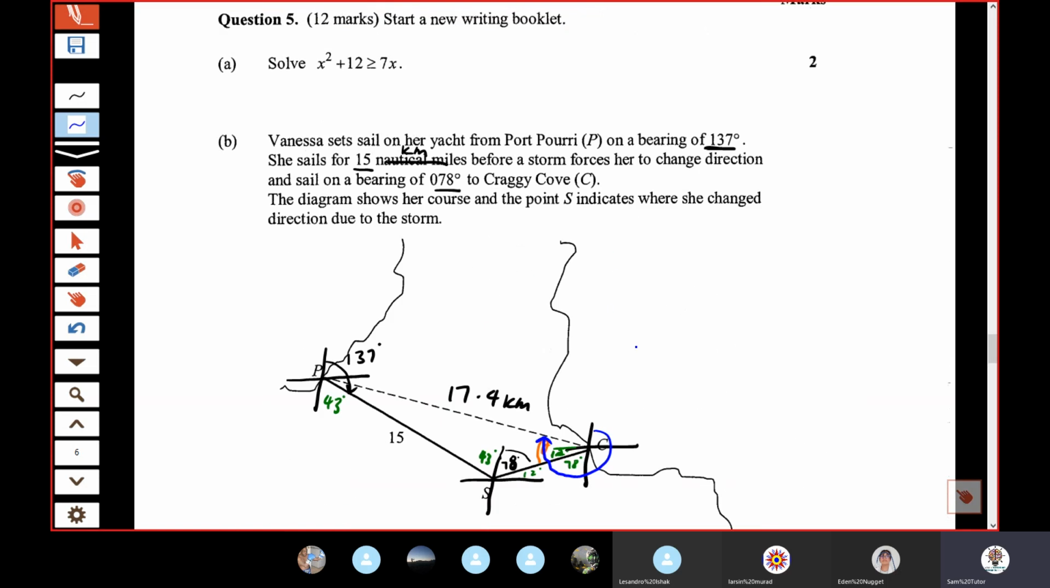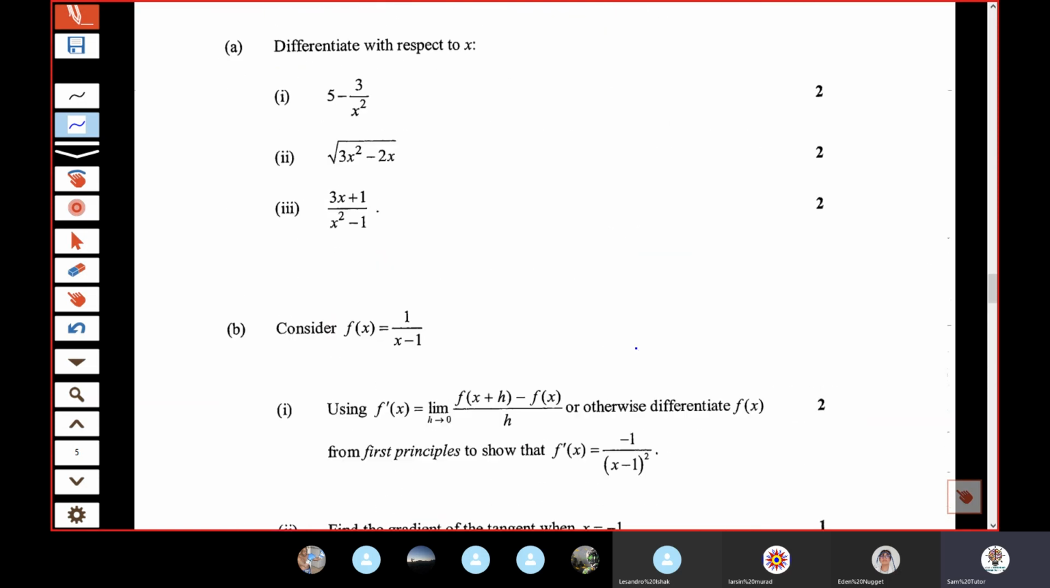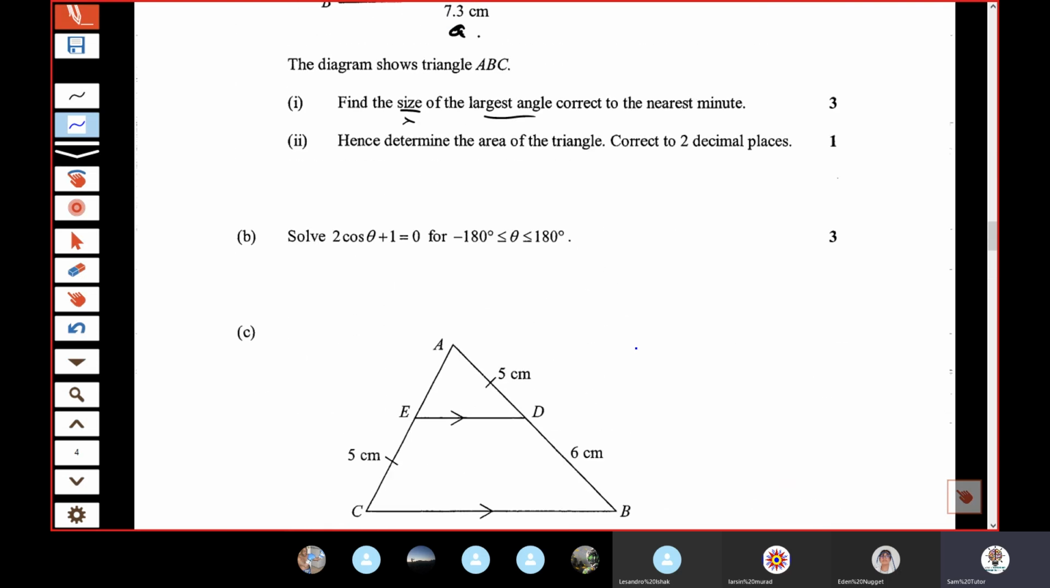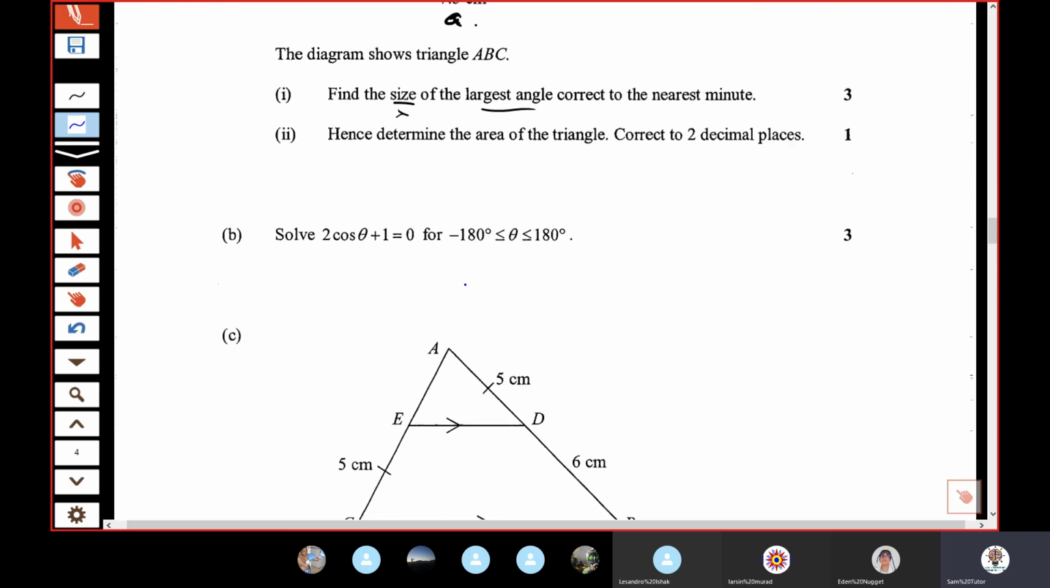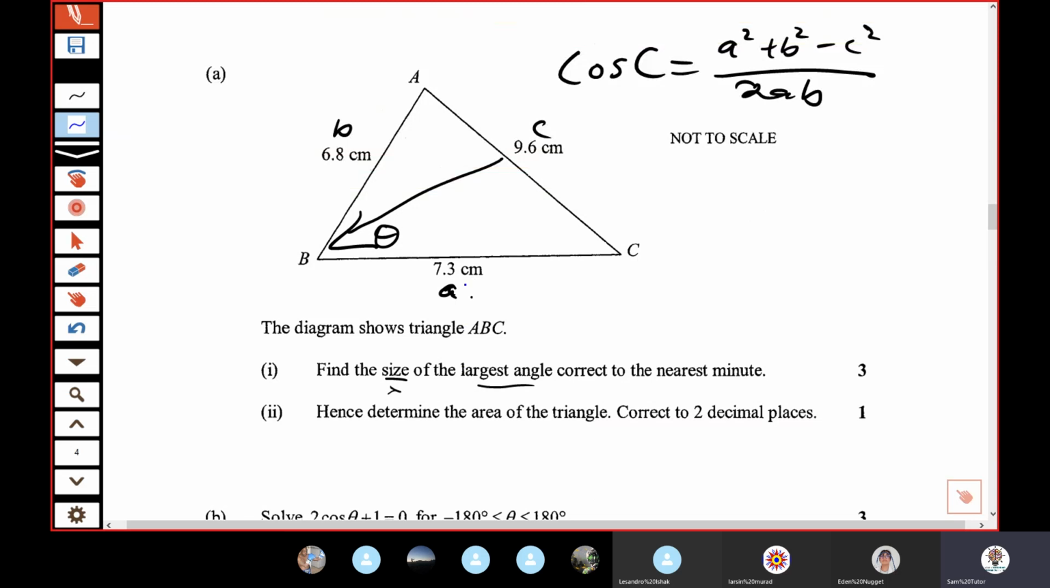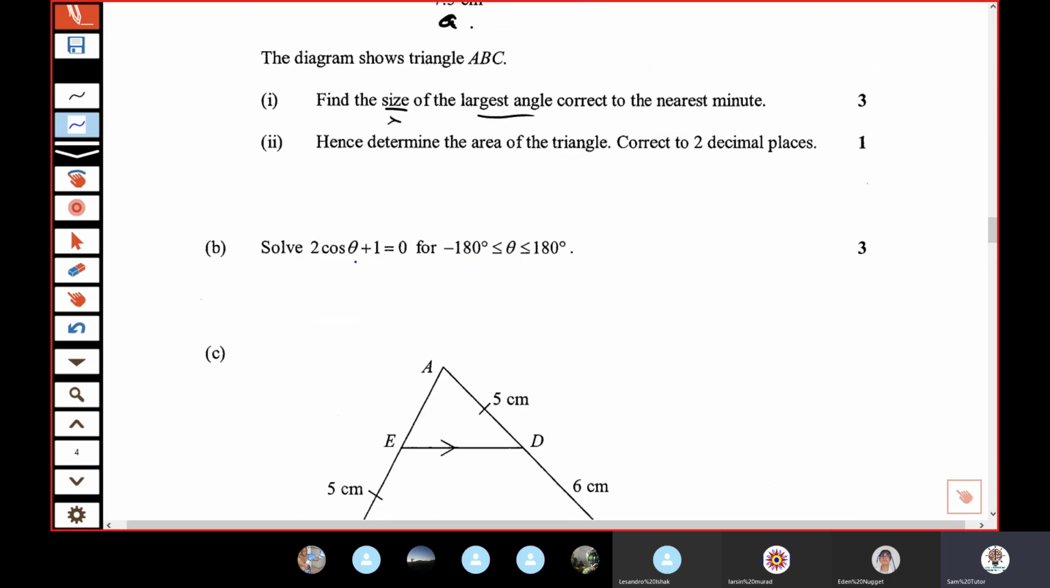I think I saw another one that I would like to do, just to make sure. It's an easy one, but I thought since we're here, there it is. Question 3b. 2 cos theta plus 1 equals 0. Okay, here we go. Cos theta equals minus the 1, divide by 2, so negative 1 over 2.